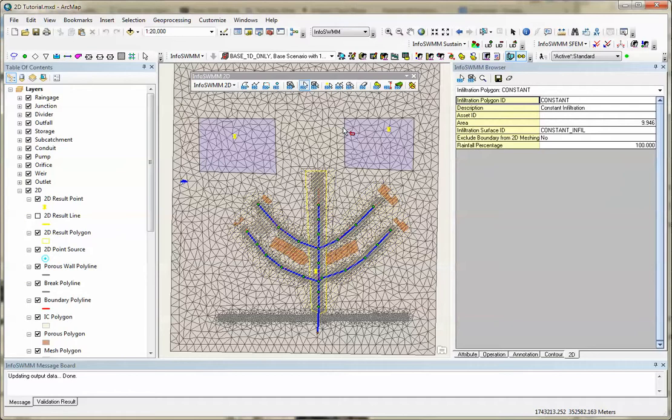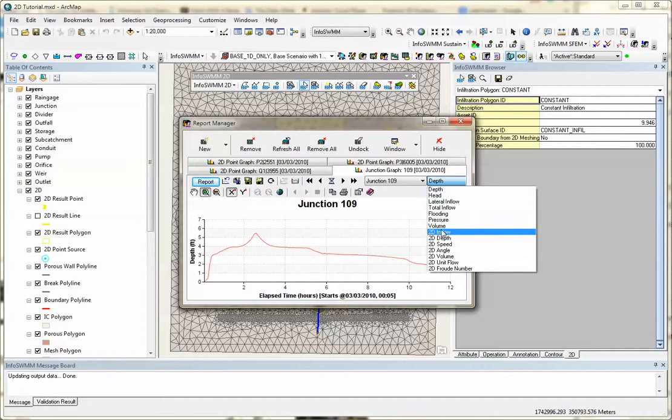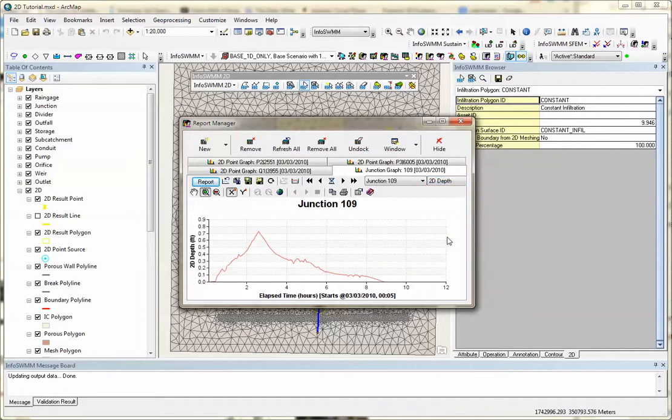So let's look at a junction graph that has both of those occurring. Now we look at the 2D depth here, and you can see the 2D depth, so the flow comes out of the manhole to the mesh. Here we have inflow, and that's inflow coming from the 2D mesh to the manhole.